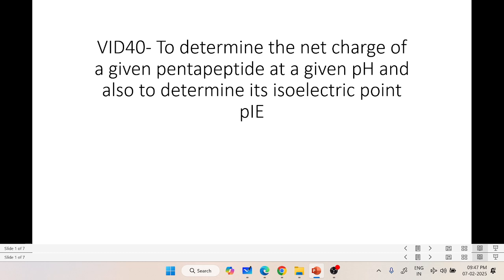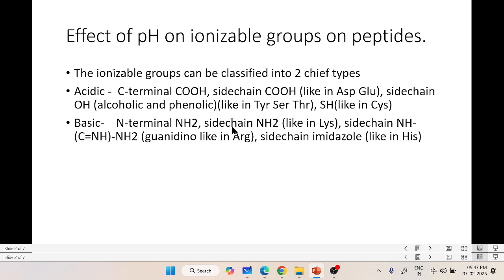So now we will first determine the net charge of this pentapeptide at various pH values. In order to study that, we have to study the effect of pH on ionizable groups on the peptides. You see, the ionizable groups include the free amino group on the N terminal and the free carboxyl group on the C terminal, and you could also potentially have polar ionizable groups on the side chains, like carboxyl groups, amino groups, etc. They could also be influenced by the pH.